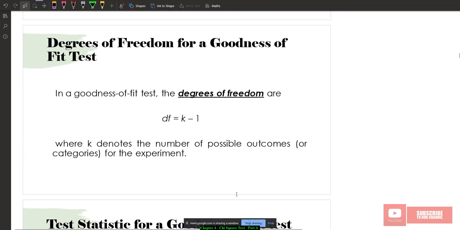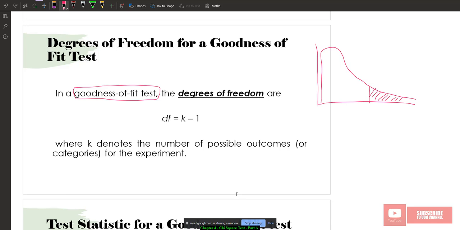Now, in the chi-squared distribution for goodness of fit, of course, we are going to use a chi-squared distribution. A chi-squared distribution should have a degree of freedom. If you still remember, the chi-squared distribution is also based on the binomial distribution. It is a right-skewed distribution. Let's say this is the rejection region, and this is the acceptance region, and this is the chi-squared 1 minus alpha.